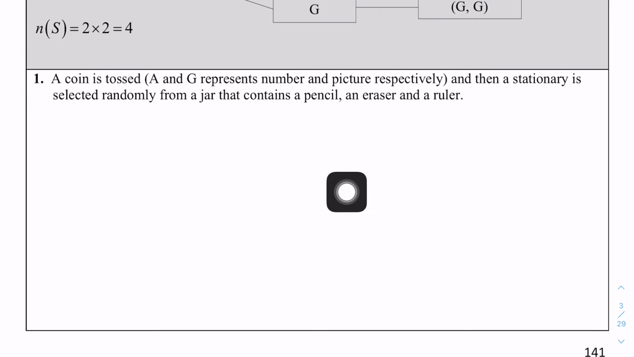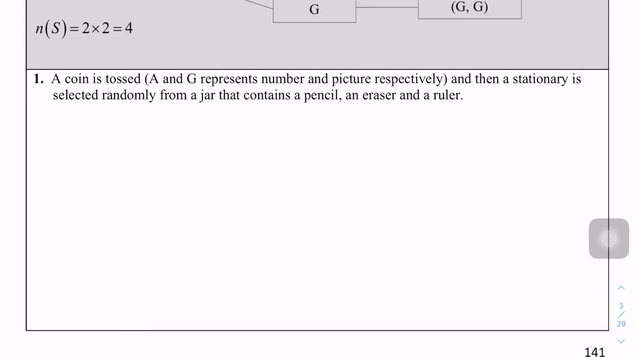A coin is tossed. A and G represent number and picture respectively. And then a stationery is selected randomly from a jar that contains a pencil, an eraser, or a ruler. So how do we solve this kind of situation? We know that we have 2 situations. The first one is a coin, and then a jar.